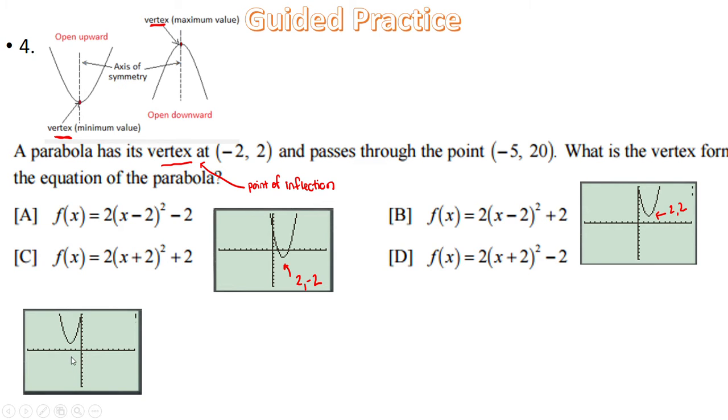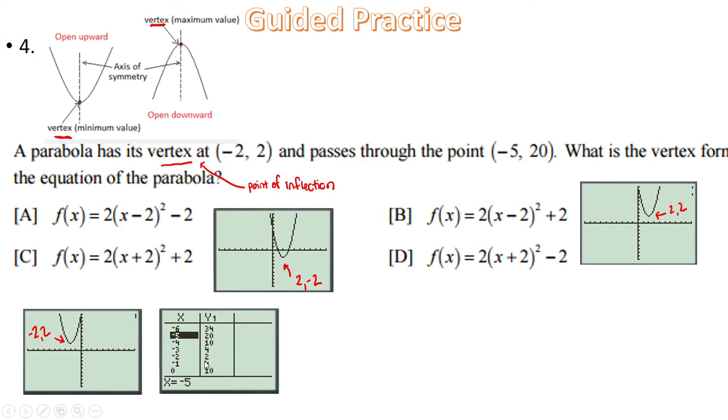C looks like this. Now that looks to be negative 2, 2. So I can go to my graph just to make sure. I see negative 2, 2, so I see the vertex. And another way to see this is this has to be the absolute minimum because it's going upwards. And if you look at all my y values, that is the lowest possible point for y. So we know this is the vertex. But we have a second part of this question. It has to have the point negative 5, 20. Negative 5, 20 is on the table. So we know C is the answer.